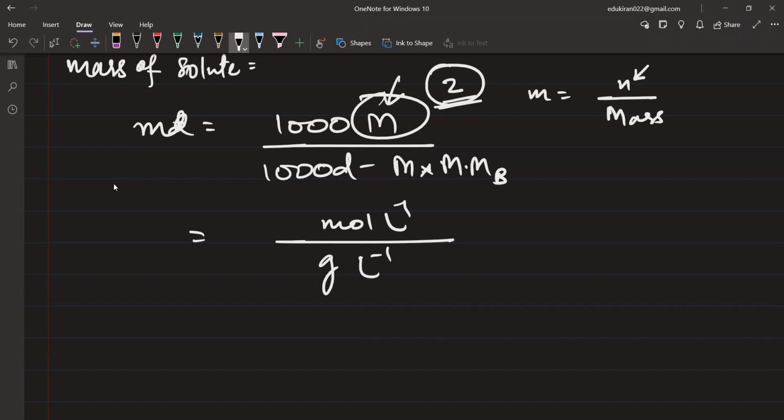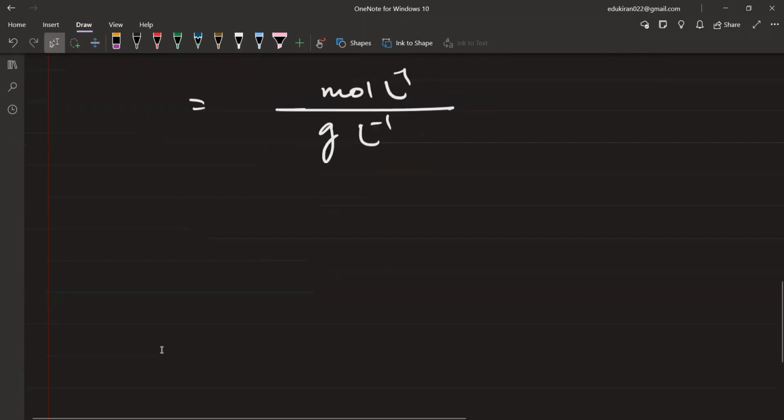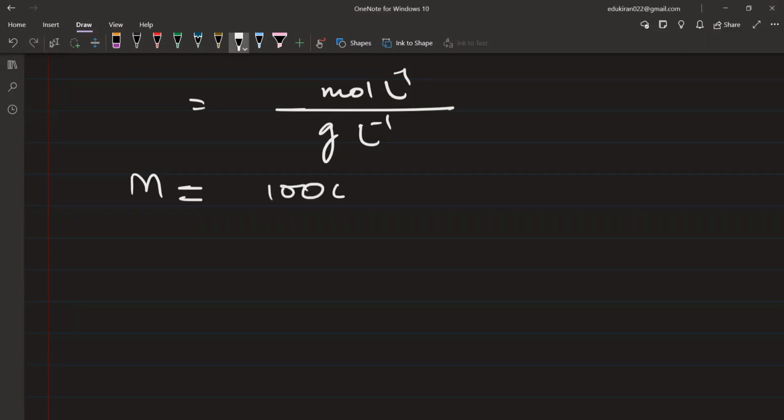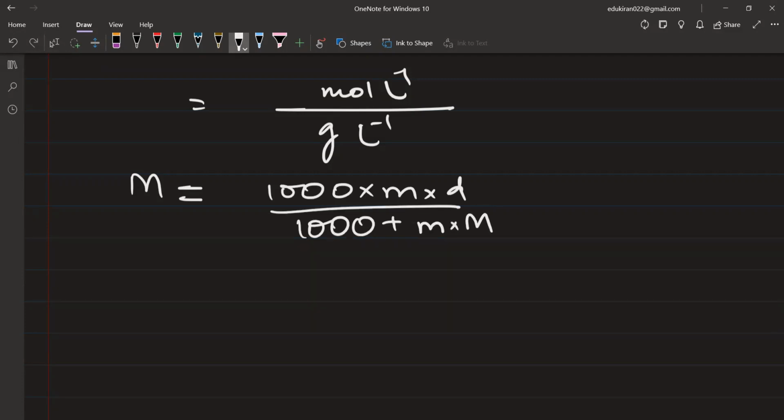That is why both equations here. The equation you had, tell me, what is that equation? 1000 molarity, molality into density, 1000 into molality into density, upon 1000 plus molality into molar mass. You're not getting the answer from here. No.